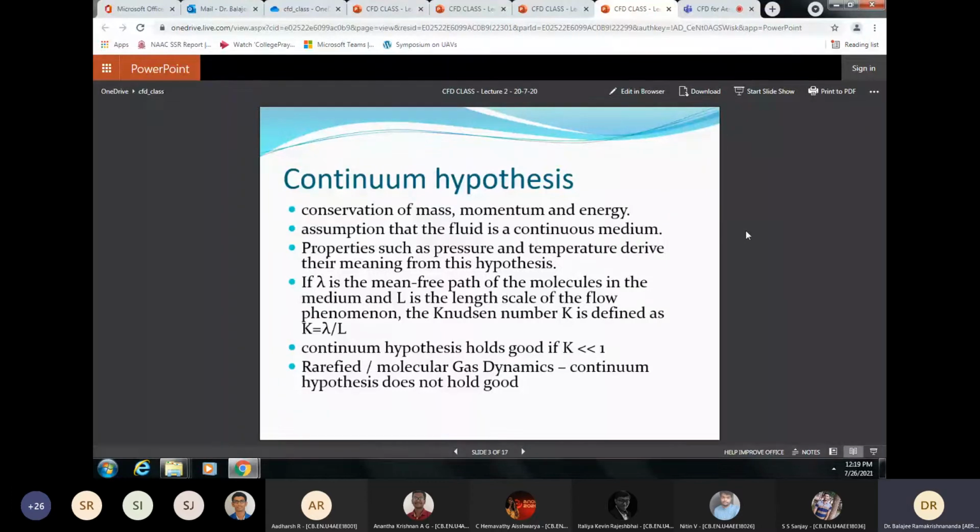So suppose we say L is the length scale of the flow. We know the length scale. For typical wing problems, we take it as the mean aerodynamic chord or chord of the wing. For 2D, we can say the chord of the aerofoil section. So L is some length scale of the problem.